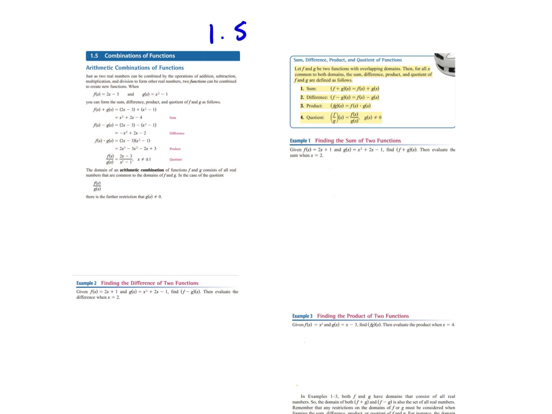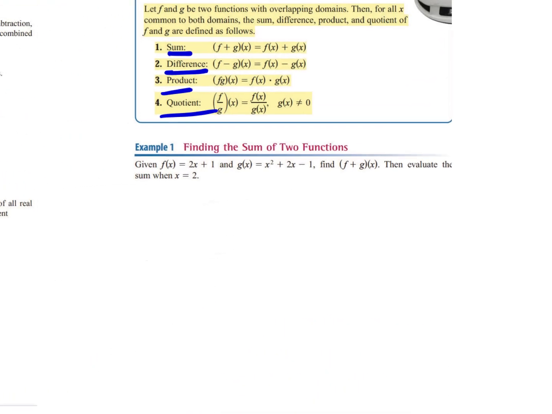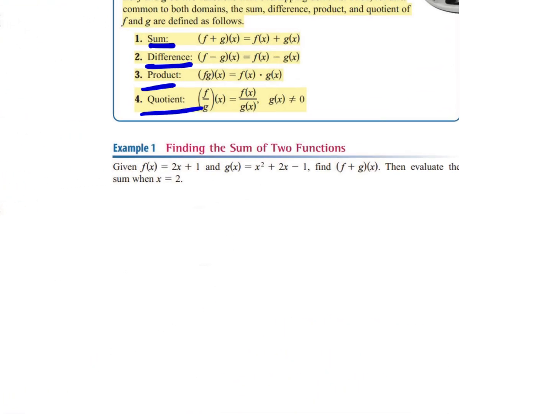1.5 notes, we're going to be talking about combinations of functions. So we're going to be adding, subtracting, multiplying, and dividing two different functions together. So we're going to start by adding them. So we're just going to take our two functions.